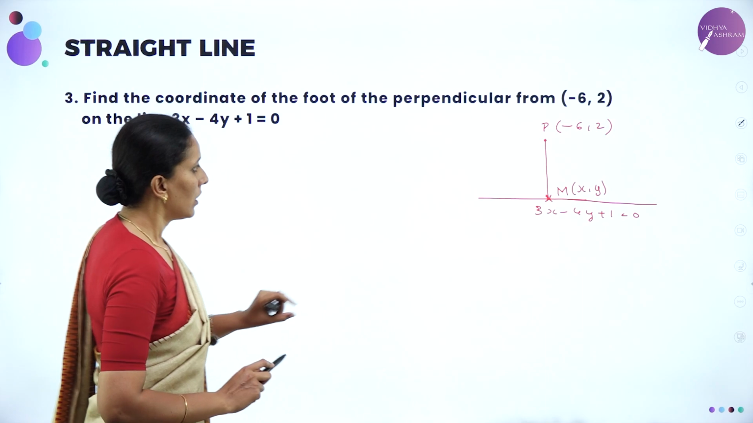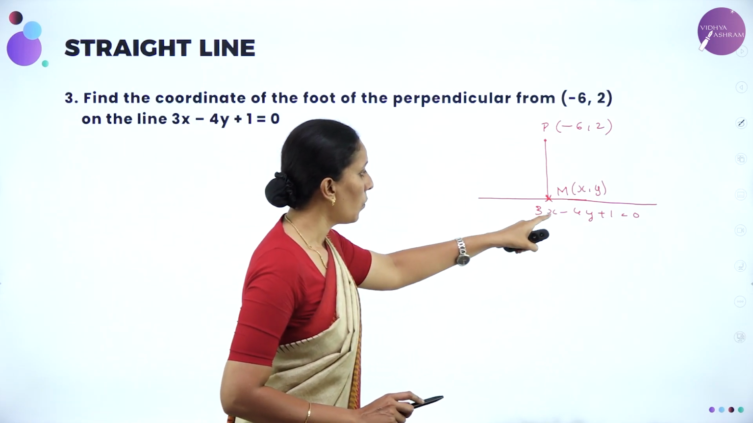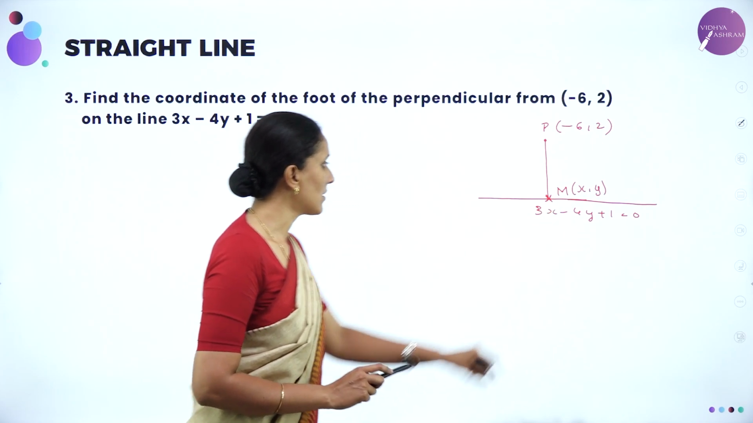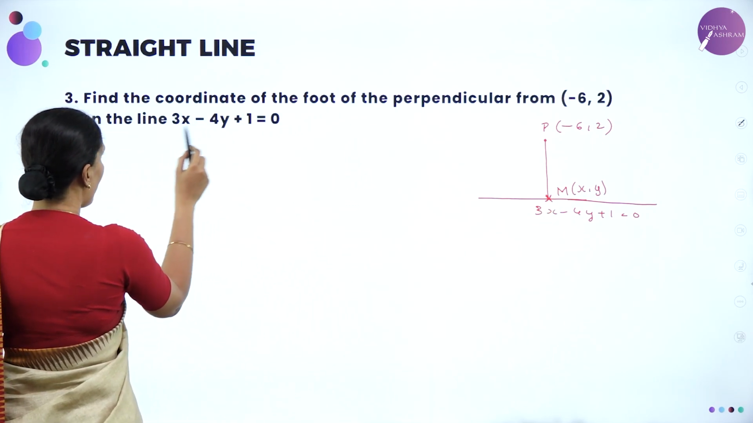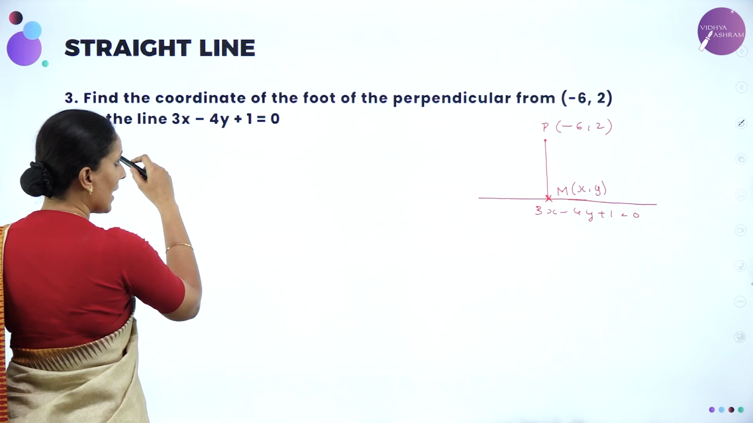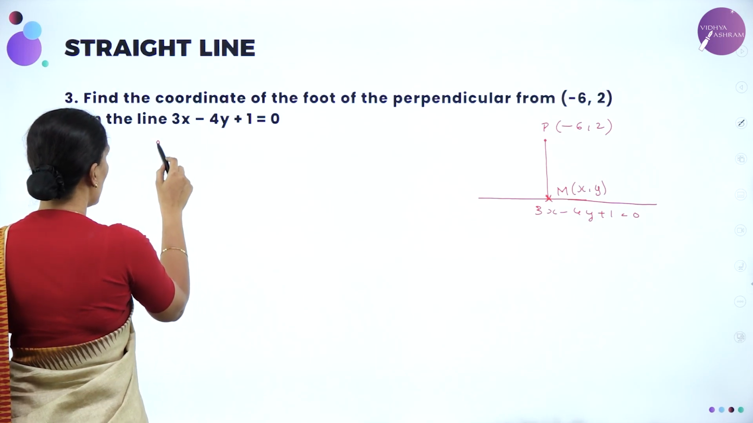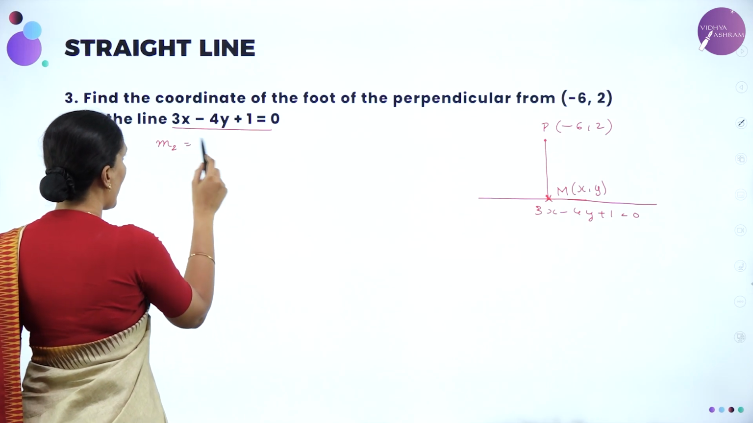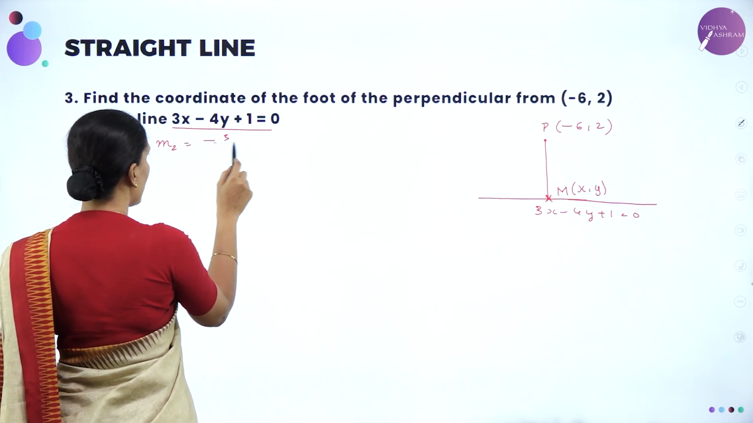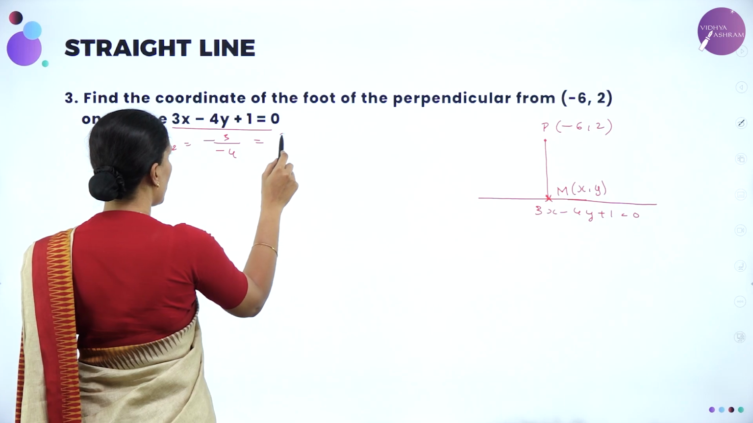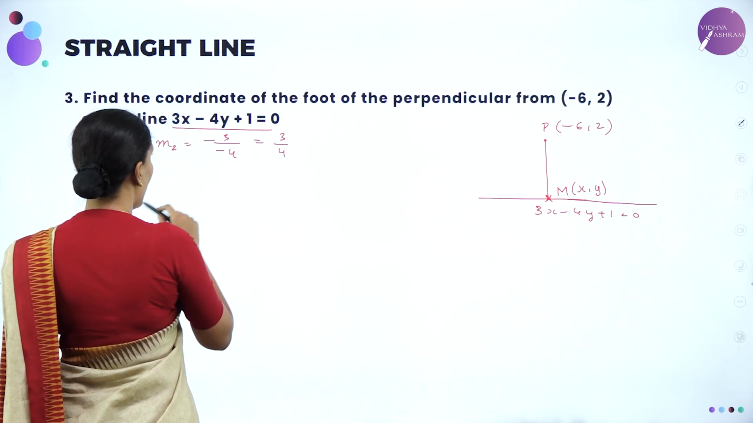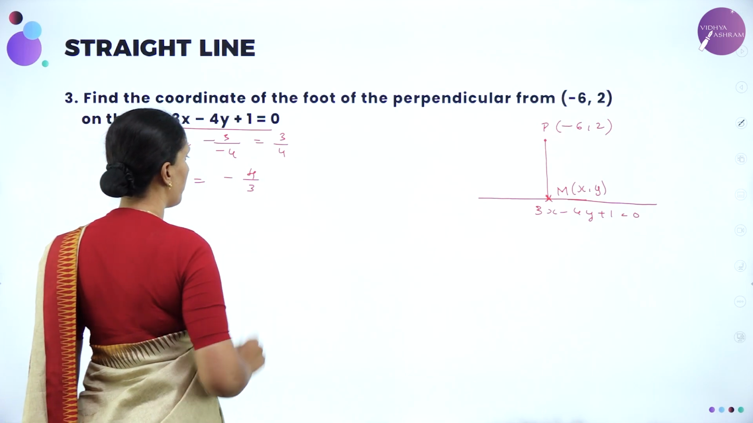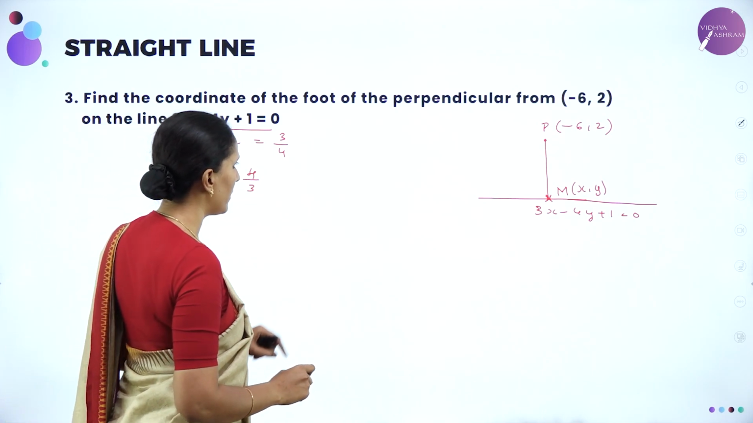So therefore, the slope of PM will be the negative reciprocal of this. If I consider the slope of PM as m1, then the slope m2 of the given line will be equal to minus A by B, which is minus 3 by minus 4, which is equal to 3 by 4. So then m1 will be minus 4 by 3.